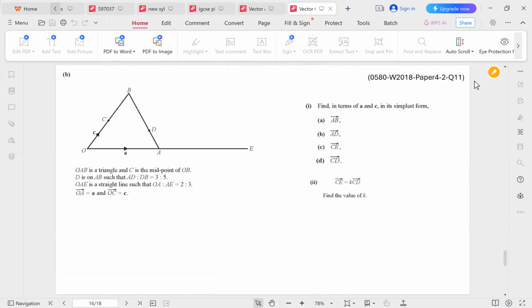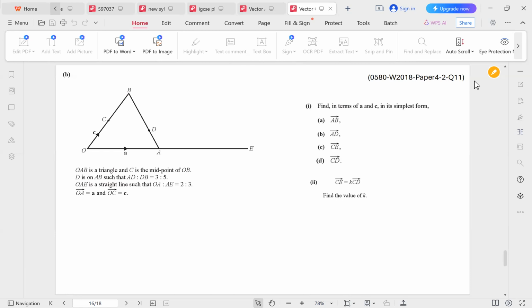Moving on to the final problem in this PDF or in this video. OAB is a triangle and C is the midpoint of OB. D is on AB such that AD to DB equals 3 to 5. OAE is a straight line such that OA to AE equals 2 to 3. OA equals A and OC equals C.